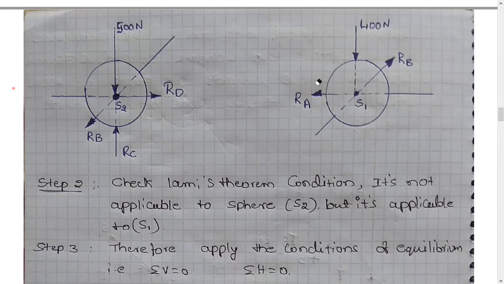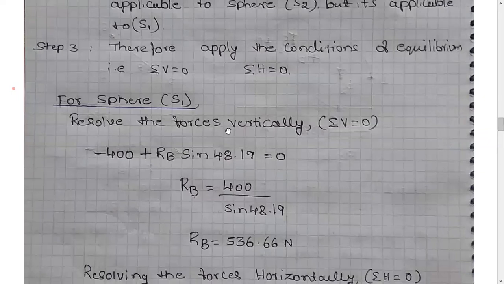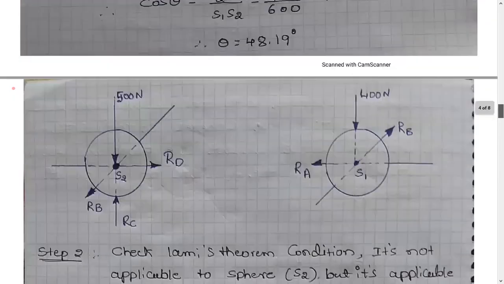So what I did, I directly applied the equations of equilibrium. What are the equations of equilibrium? That is, summation of H equal to 0 and summation of V equal to 0. Then if you resolve the forces vertically and horizontally, if you resolve the forces vertically, what are the vertical forces?